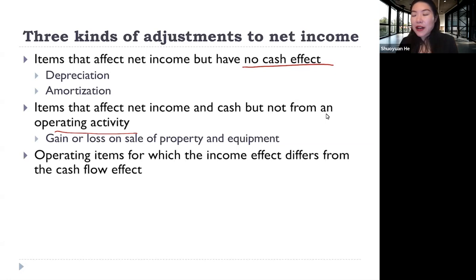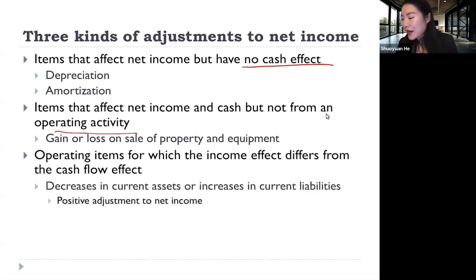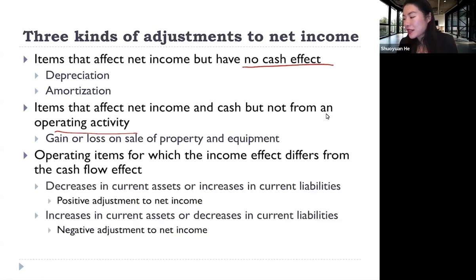The third kind of adjustment is operating items for which income effect differs from cash flow effect. For those, we need to adjust for the difference.